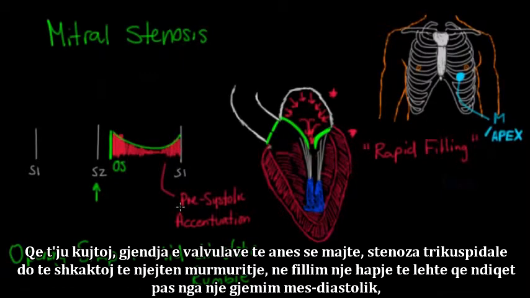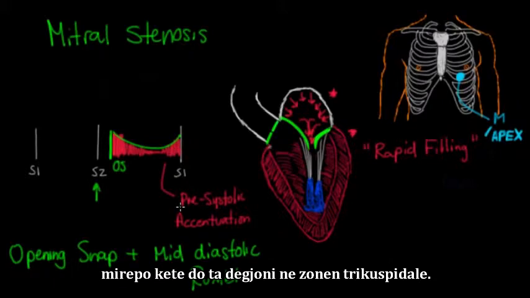And just to mention the right-sided valve condition, tricuspid stenosis, this would produce the same murmur, an opening snap followed by a mid-diastolic rumble, but instead you would hear this in the tricuspid area.